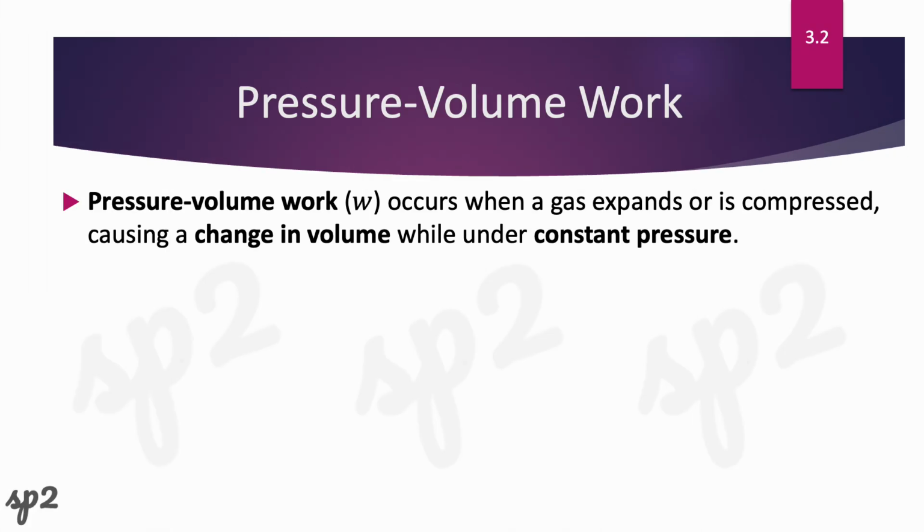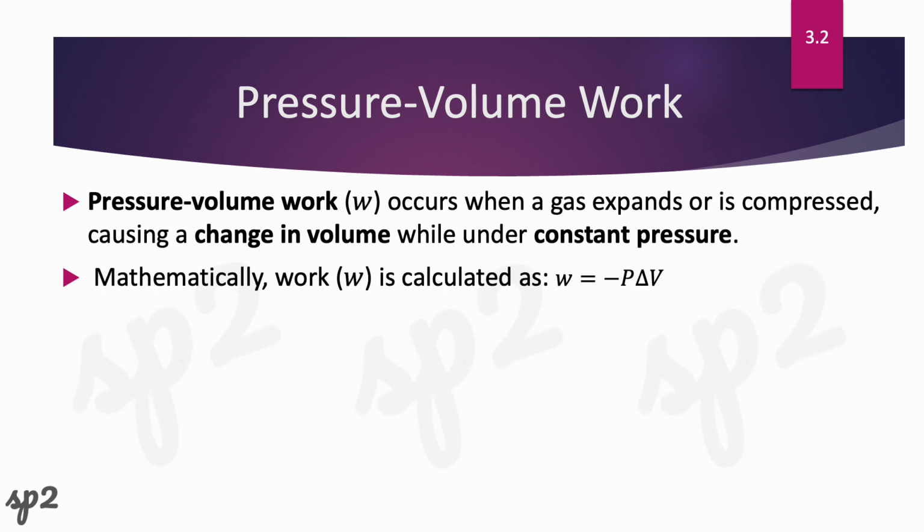Okay, so the pressure volume work. It's a work, so I have to go by W. This happens when a gas expands or is compressed, causing a change in the volume, and that has to be done under constant pressure. So mathematically, remember work W goes by negative P times the change in your volume, that's your delta V. What I have here is my P, which is my pressure. That is always going to be the external pressure.